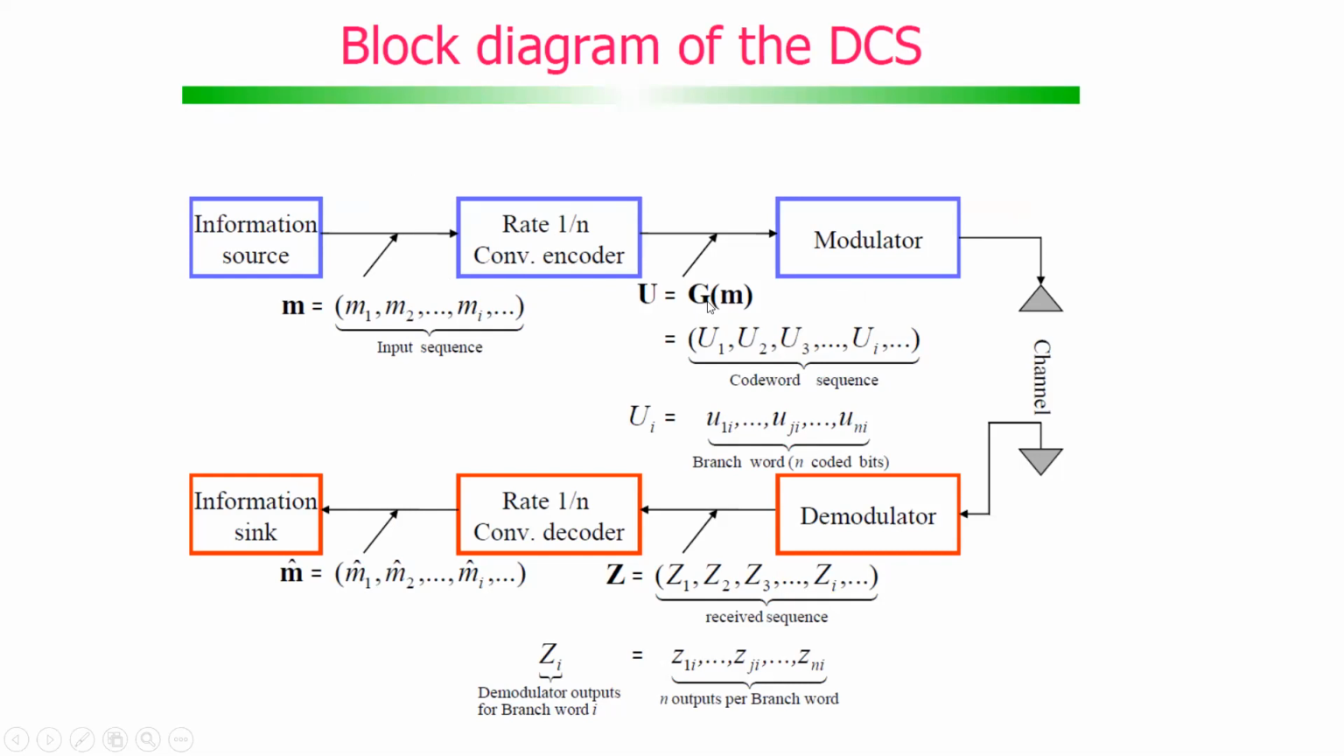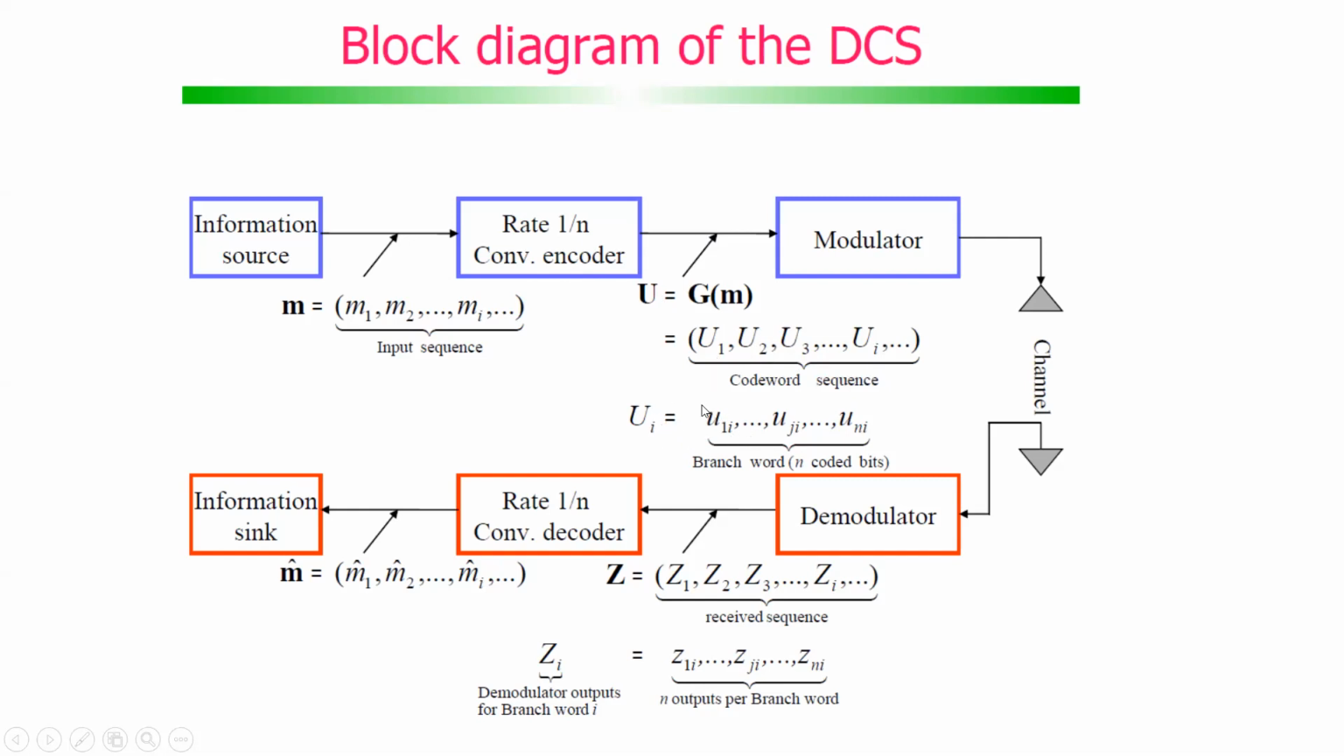G is the generating matrix, right? So this convolutional encoder will generate the code word. This is the message vector. This is the code word. The code word will consist of several code word sequences, given by U1, U2, and so on.